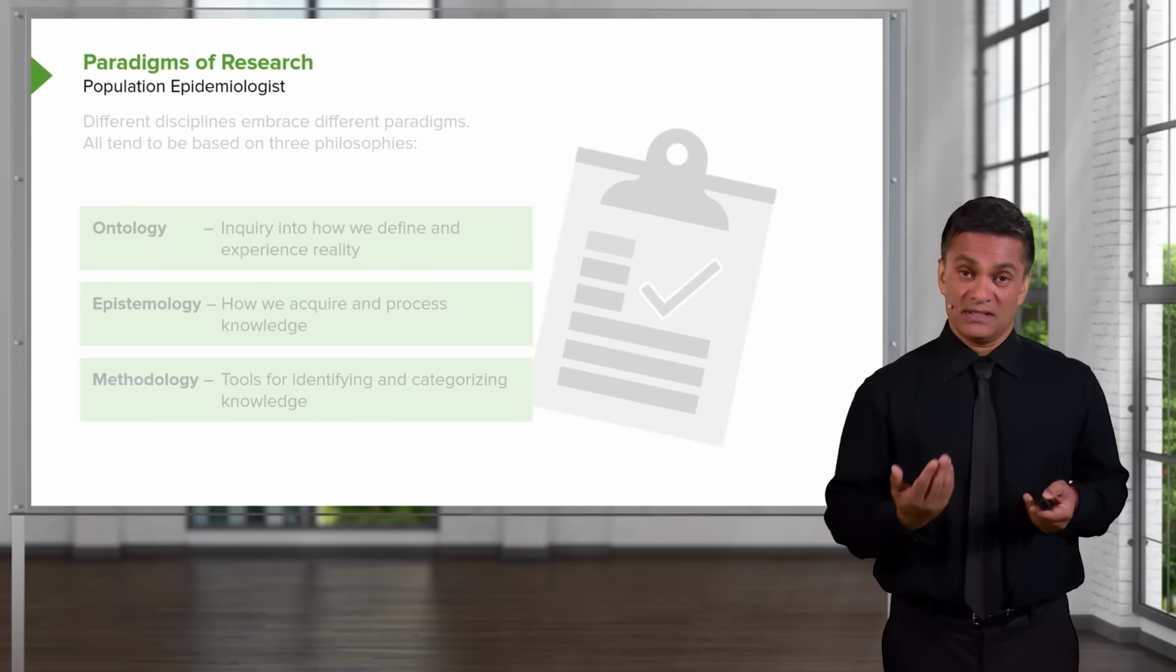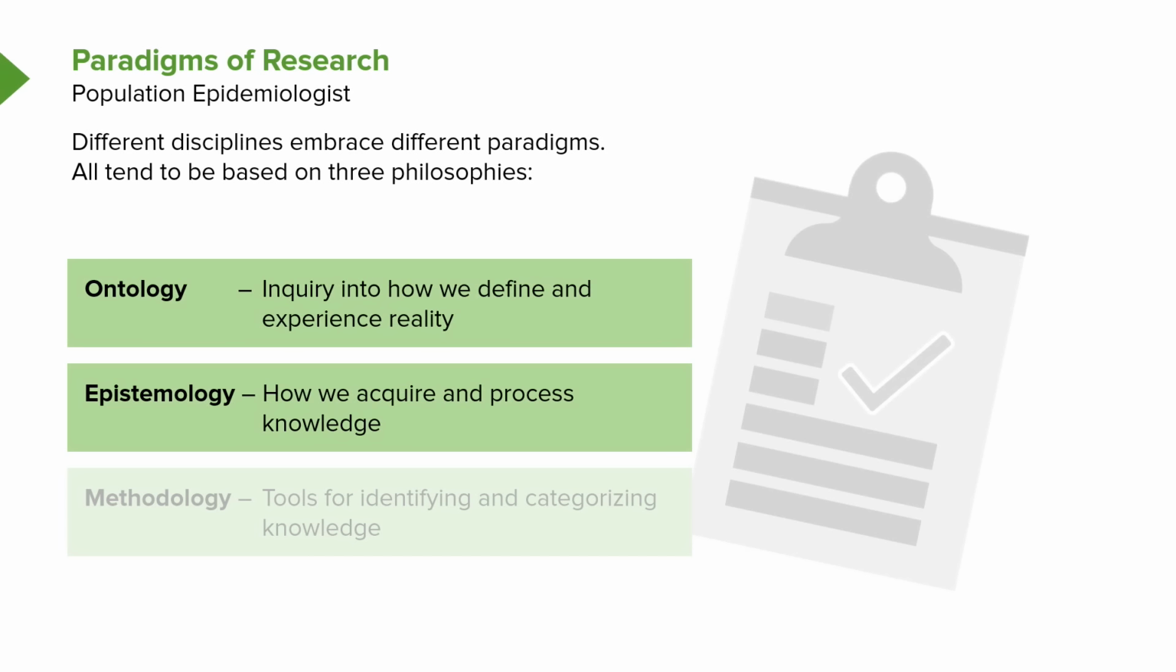The first is ontology, and that's how we experience reality. Is reality defined by my imagination, or your imagination? Or is your reality defined by some objective truth of the universe? Then we deal with epistemology, and that's how we acquire and process knowledge. Do we know about the universe from interrogating it, from talking to people, from collecting data? And then we have our methodology. Maybe the ways in which we design our studies determine how we understand the universe.